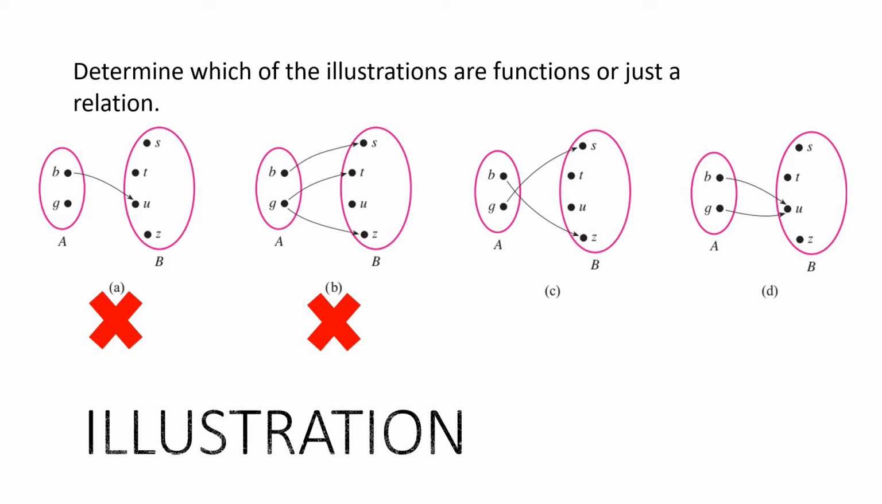How about letter C? Is this a function or not? This is a function because it satisfies the definition of function that every element in the domain, the element B and element G, have exactly one corresponding element in the range. How about letter D? Is this a function? Yes, this is a function because every element in the domain has exactly one element in the range. Okay, so let's move on to the next slide.